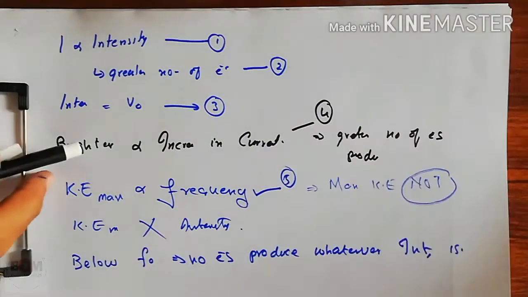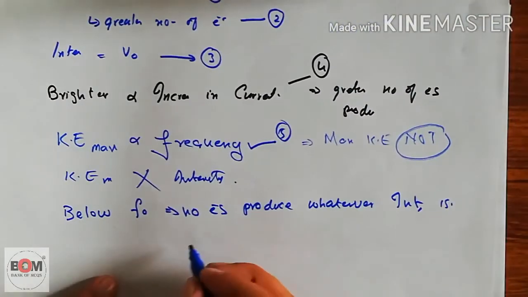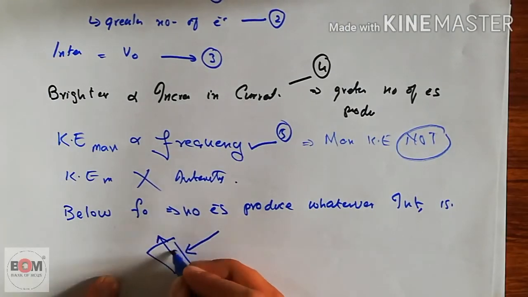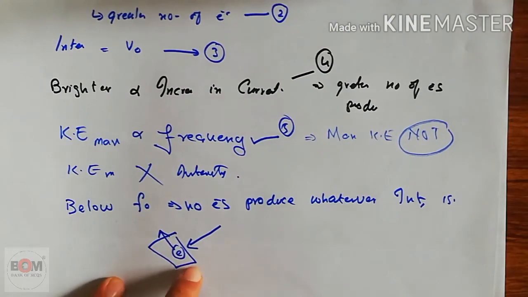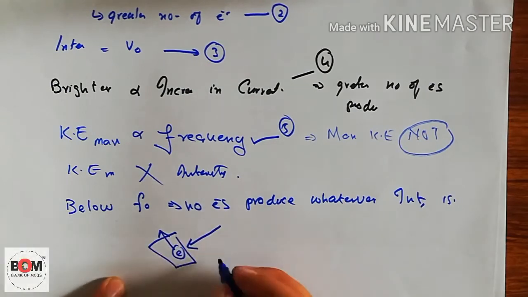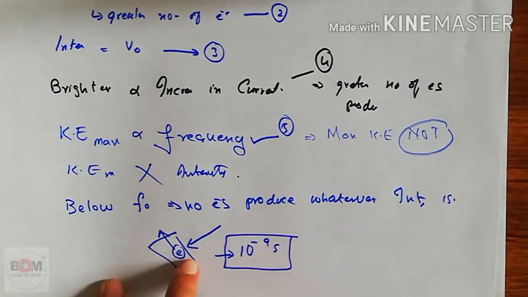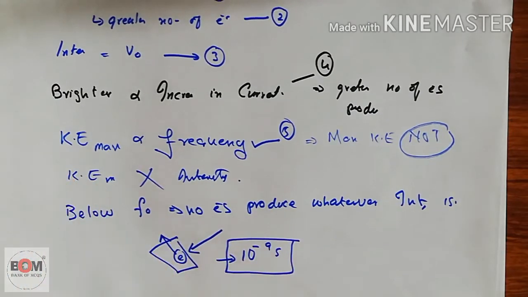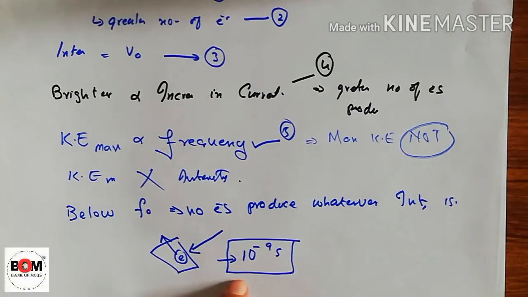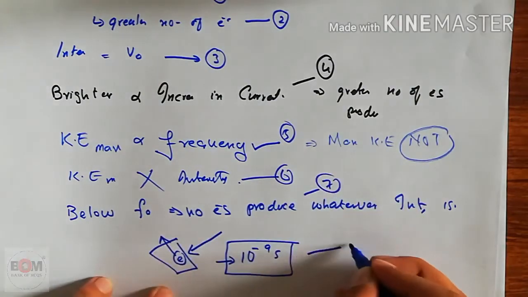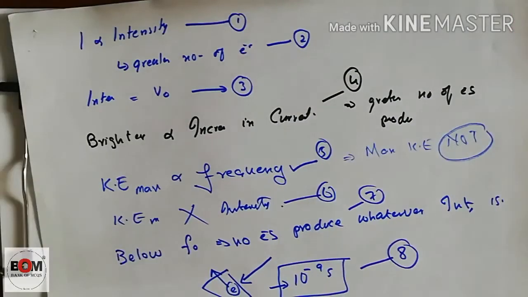The next is if light energy comes and hits the metal in the photoelectric effect, the electron will be removed. But the electron needs some time to absorb that energy and be removed, and that time is 10 raised to the power minus 9 seconds. So this time is enough for the electron to absorb energy and be removed from the surface. You must remember this. So these are the 8 points according to the photon quantum theory. You must remember them for all exams.